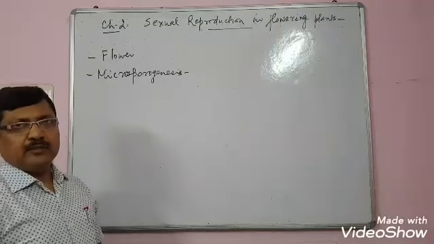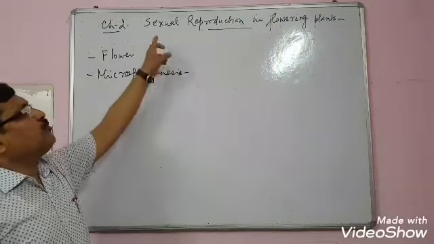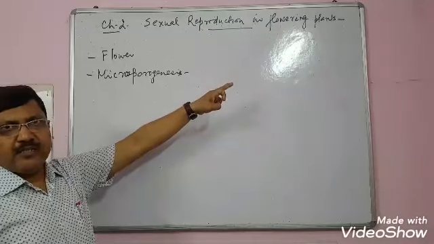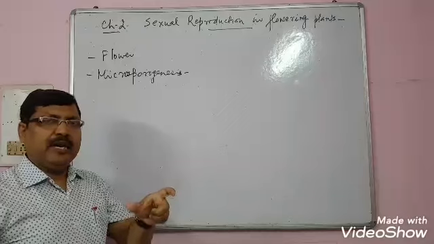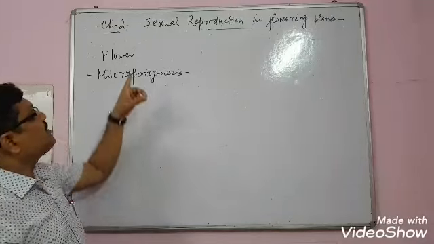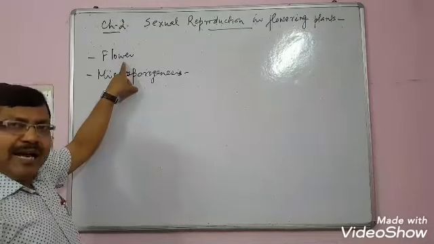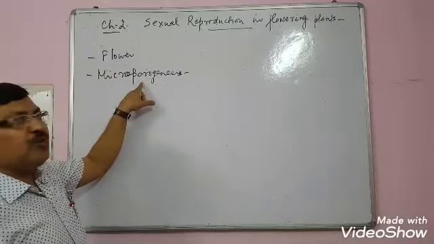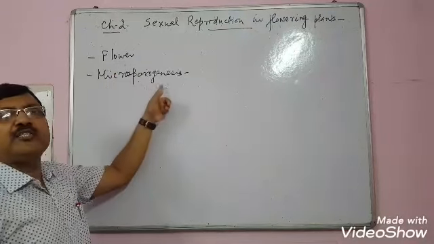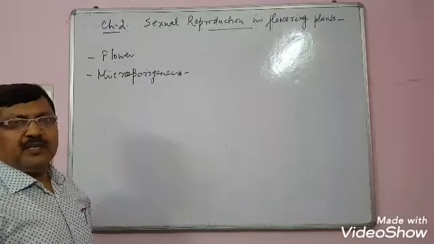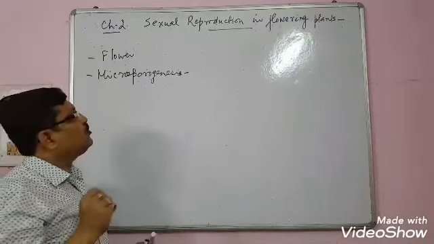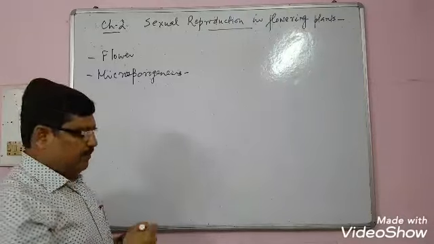Dear students, today we will discuss sexual reproduction in flowering plants, and in this chapter we will take the first part. In this first part we will discuss the flower and the development of microspores, meaning microsporogenesis. Before starting microsporogenesis, let us look at the flower.